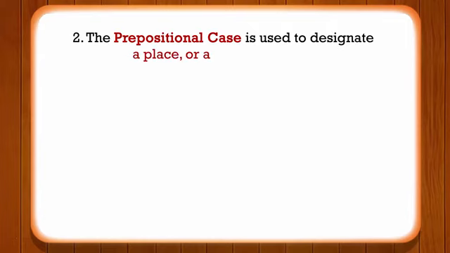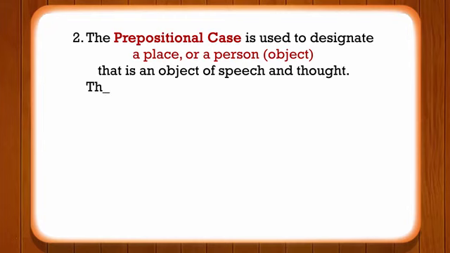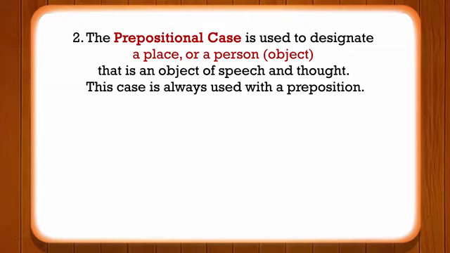In the prepositional case, as you can see, it is used to designate a place or a person or object that is an object of speech and thought. With the help of prepositions like в, на, which mean in, at, we locate the object. This case is always used with a preposition. That is why it is known as the prepositional case, or предложный падеж. Предлог means preposition. Now let's see some examples.